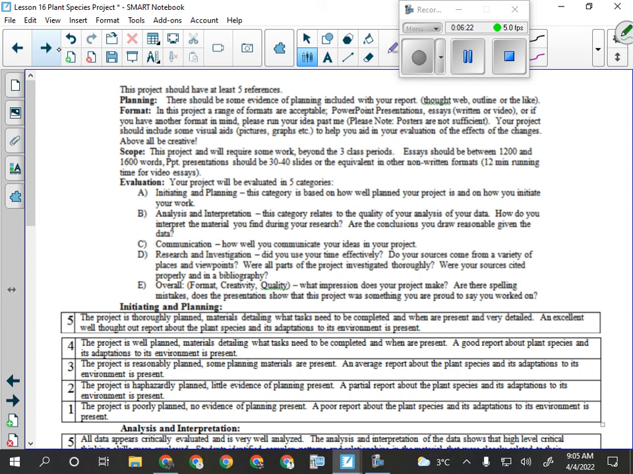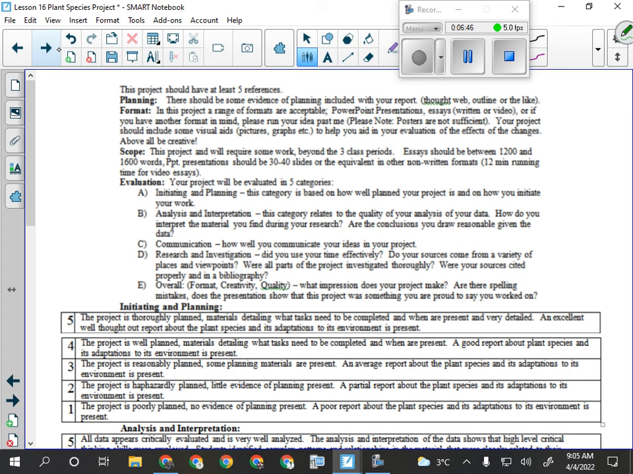All right, so scope of the project: between 1,200 and 1,600 words, that's 1.5 to 2 pages in Google Docs, default single space, 12-point font, 1-inch margins, about like that. Remember the Google Slides will not do a word count, so you have to copy it into Google Docs to get the word count.